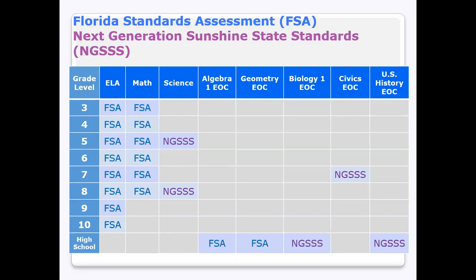EOCs are end of course exams, and those are given in the spring, summer, fall, and winter. So there are retakes of those all through the year. For Algebra 1 retakes, ELA reading retakes, and ELA writing retakes, those are usually given in the spring and in the fall, just twice a year. Any questions? All right.